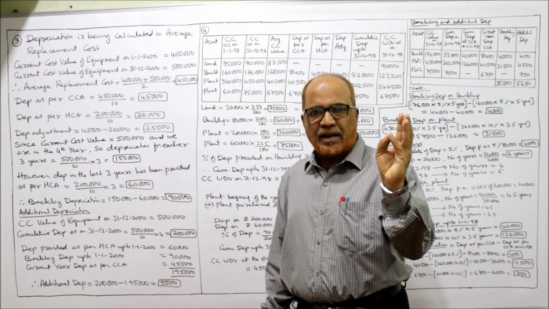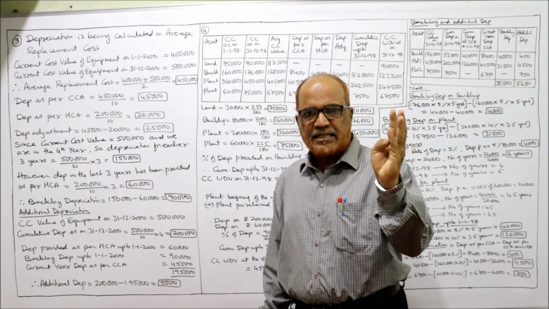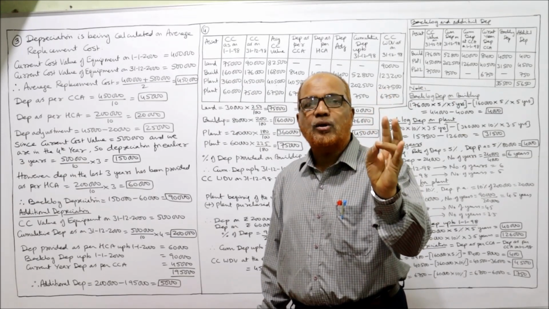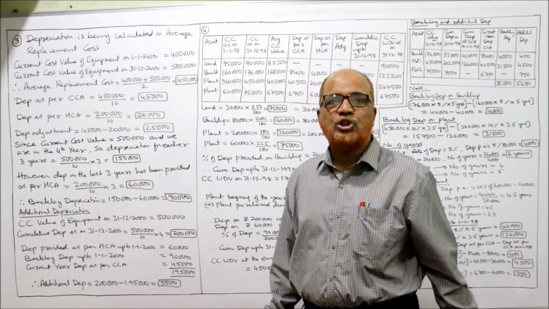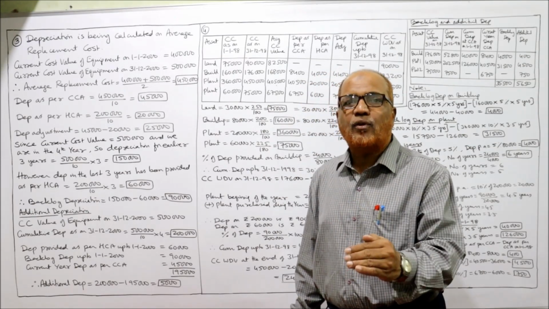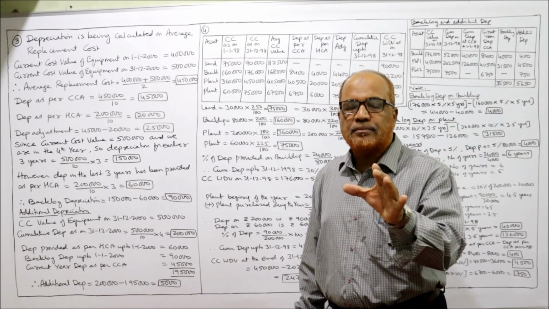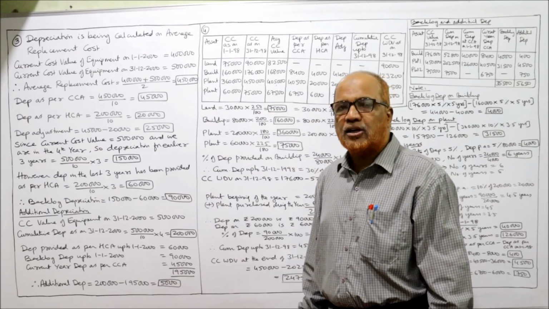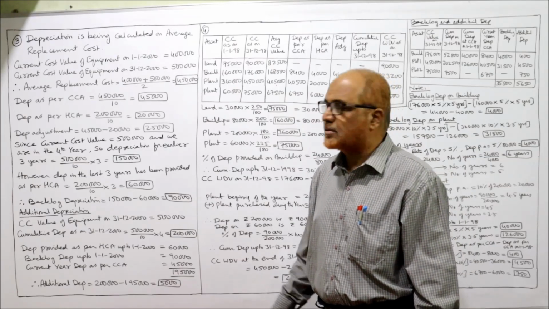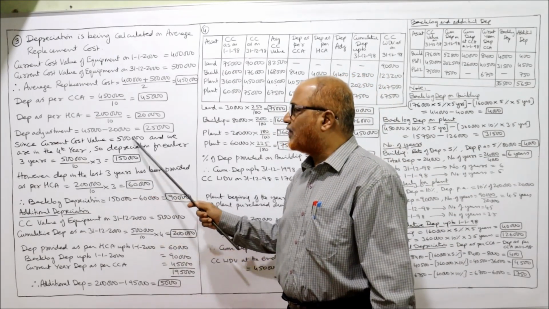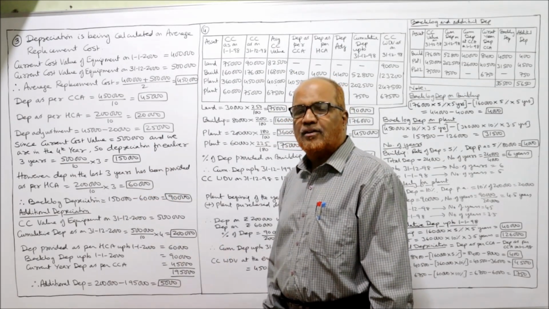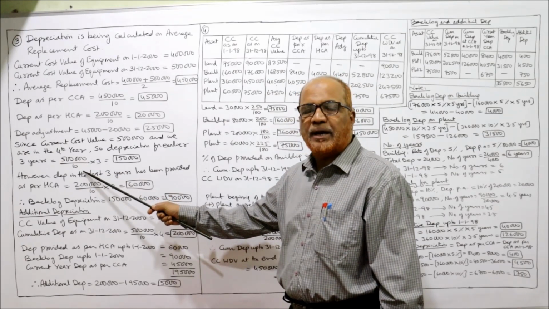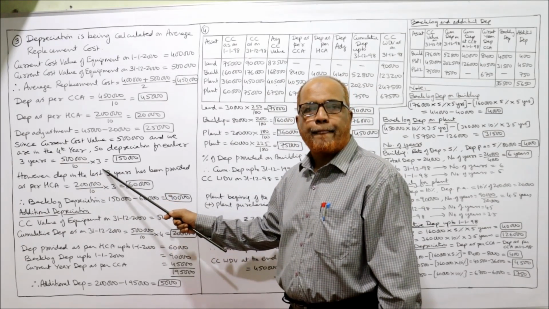So 31st December 97, 98, 99, current year 2000. That means we are at the end of the 4th year. So at the end of the 4th year, the current cost of the machine is 5 lakh rupees. Since the current cost value is 5 lakh and we are in the 4th year, depreciation for the earlier 3 years will be 5 lakh divided by 10 into 3.